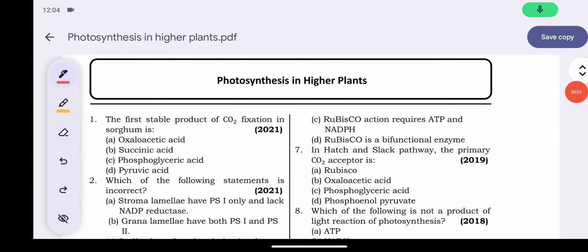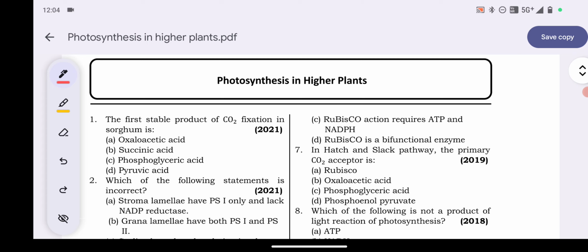Hello everyone. Today I bring for you a new chapter, photosynthesis in higher plants, and we will solve 20 previous year questions which are coming in the NEET exam. So let's start. First question.